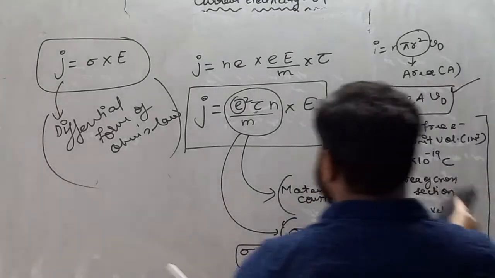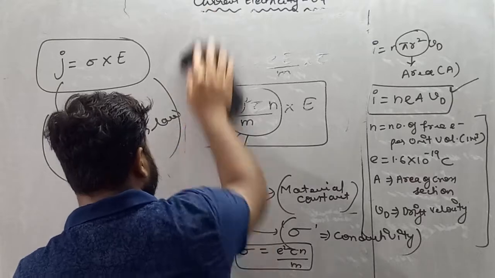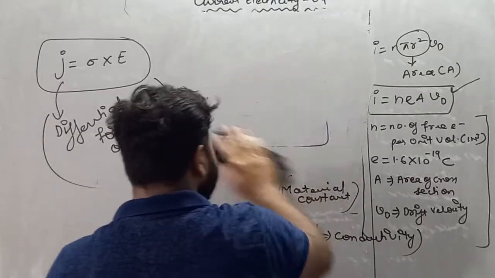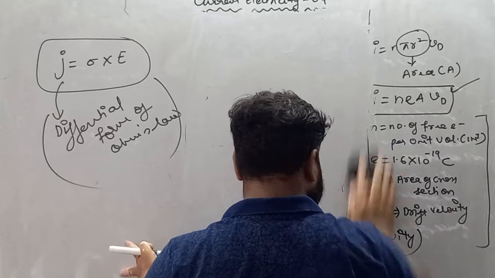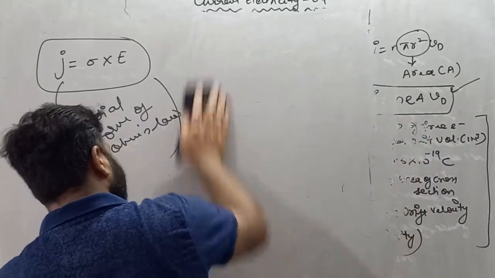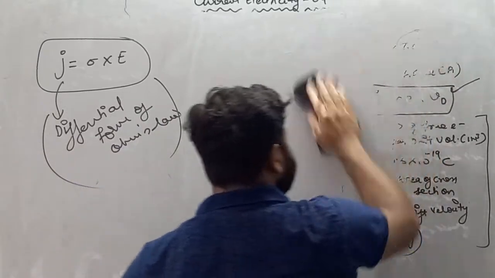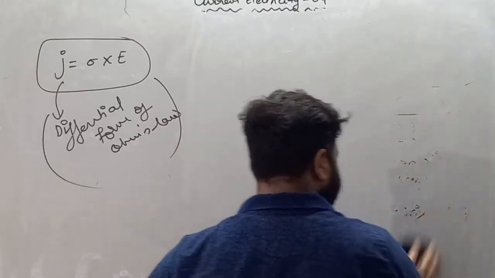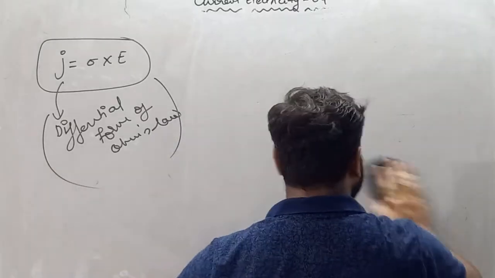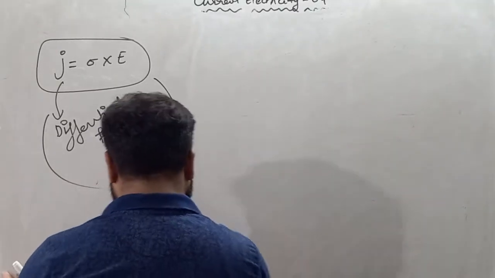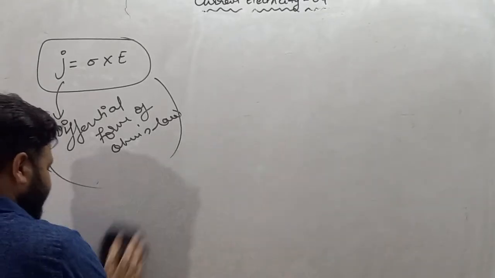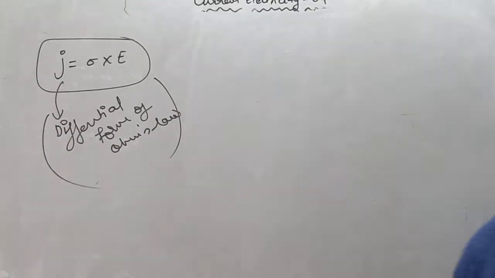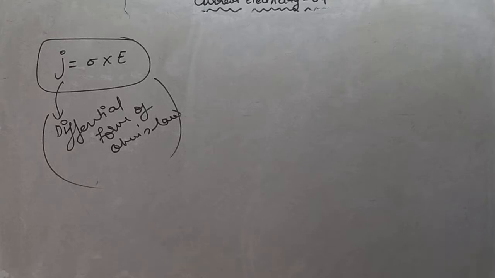This relation is called the differential form of Ohm's law. Now move forward. Let's discuss another relation. We have one more relation which we have to discuss. I hope you all are understanding all the equations. So J is equal to sigma into E, my dear student. This equation is called the differential form of Ohm's law.